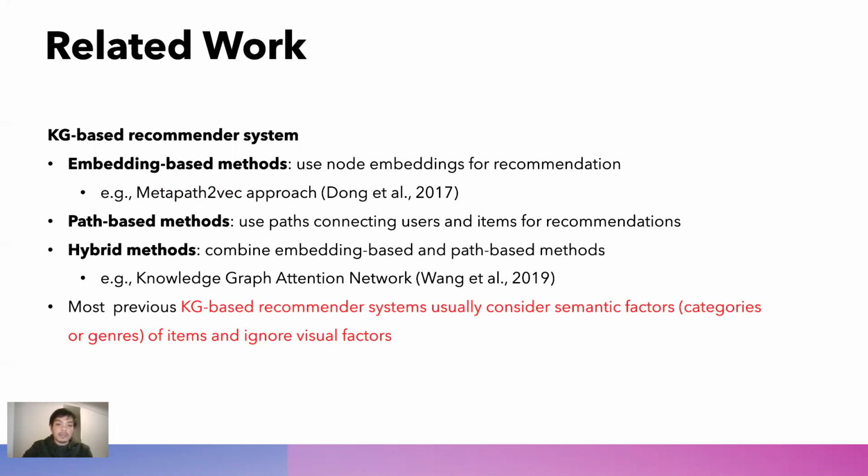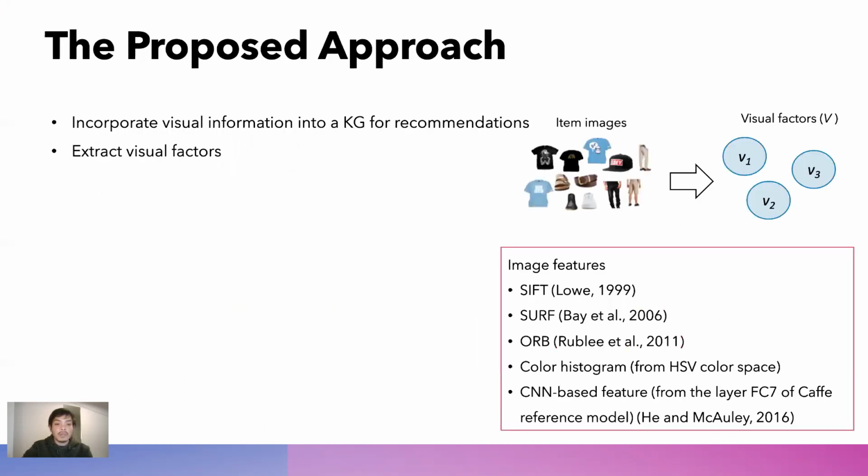However, most previous models usually consider semantic factors, such as categories or genres of items, and ignore visual factors. Therefore, in this work, we would like to incorporate visual information into a knowledge graph for recommendations. The proposed approach begins with extracting visual factors from item images. These visual factors are generated from pre-computed image features.